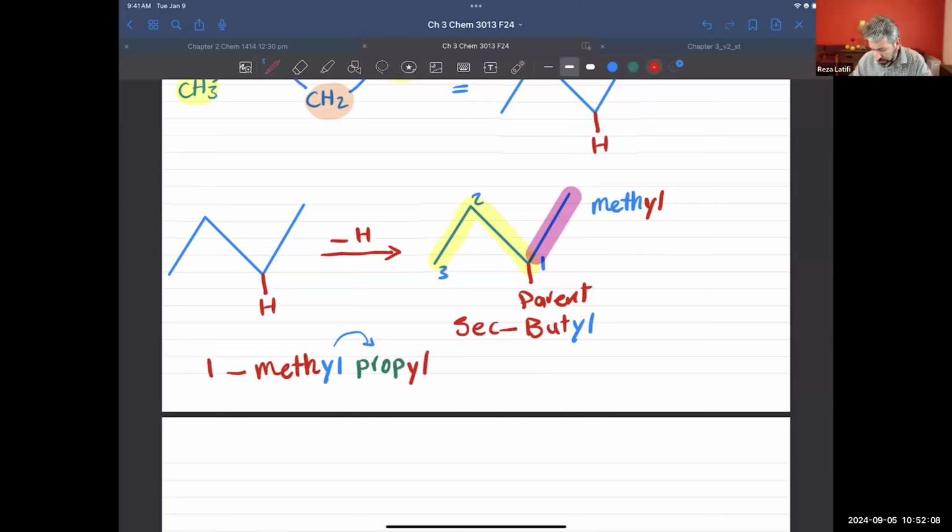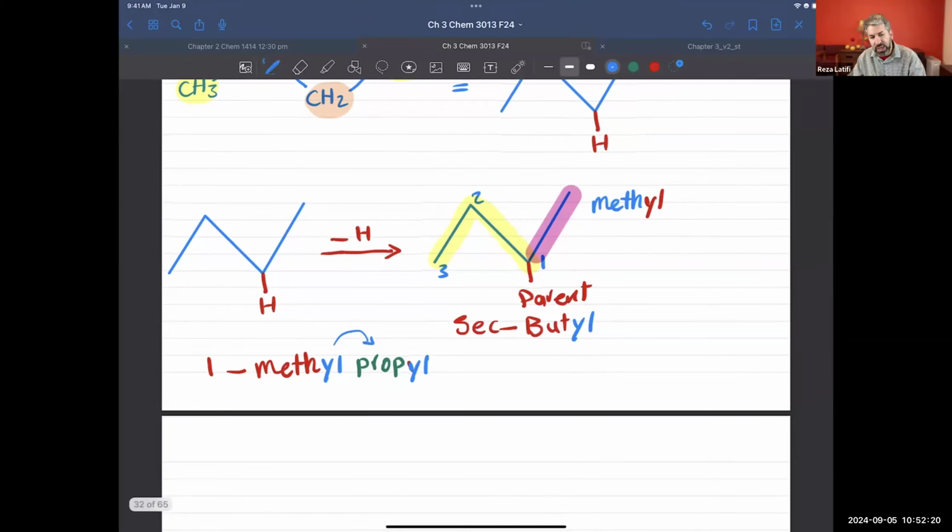Propyl. I prefer to use blue for it. So 1-methylpropyl. That means the 1-methyl is attached to the propyl. On which carbon of the propyl? On the first carbon of the propyl. So the one I used here represents that the methyl is sitting on that carbon.